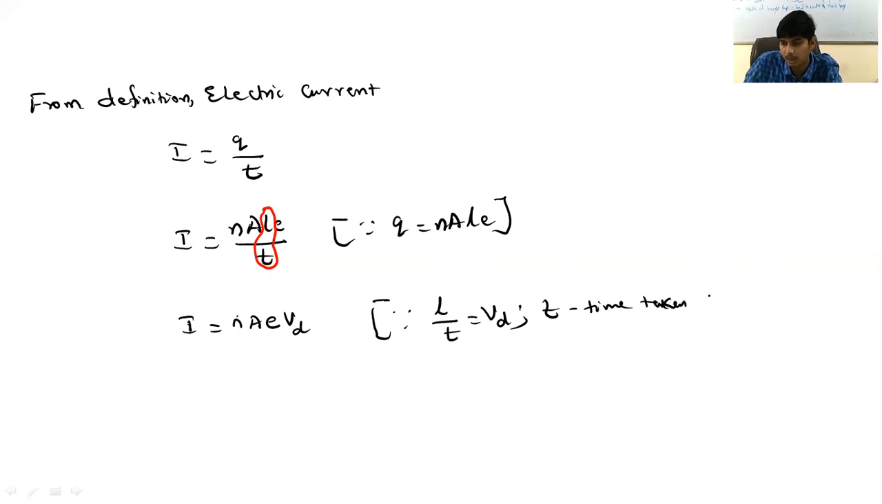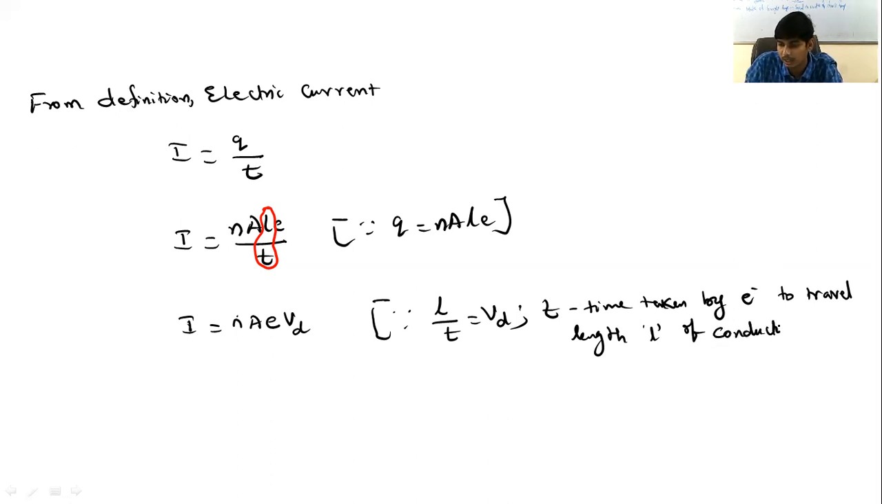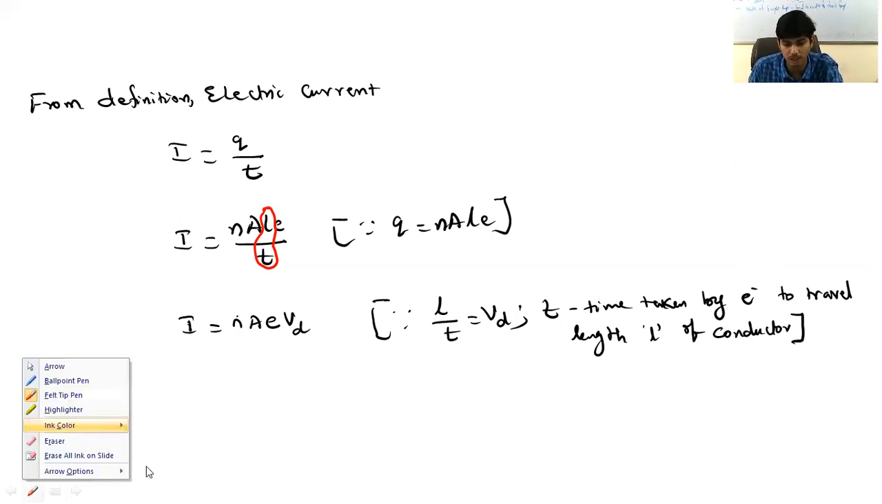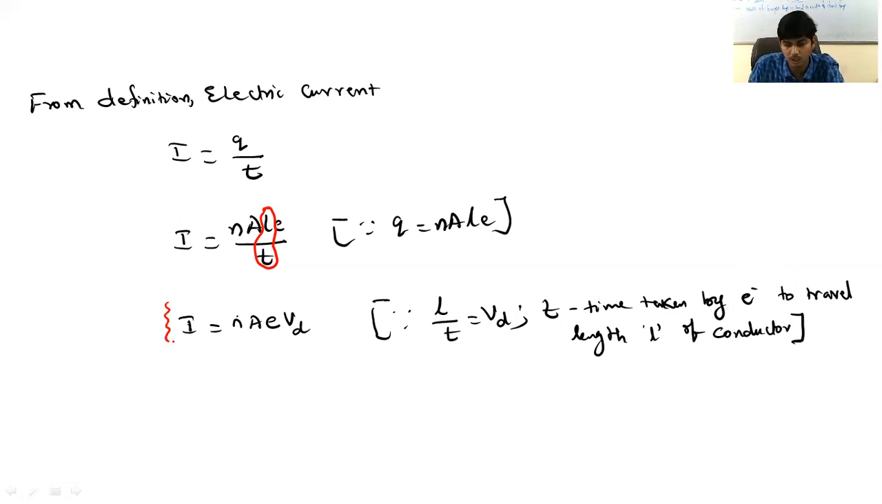electron to travel length L of conductor. In order to travel length L of the conductor, the electron needs a certain time, or it takes a certain time. T is the time taken. So T is the time taken by the electron to travel length L of the conductor. So this is the relationship between current and drift velocity.